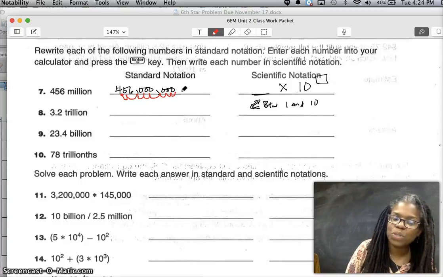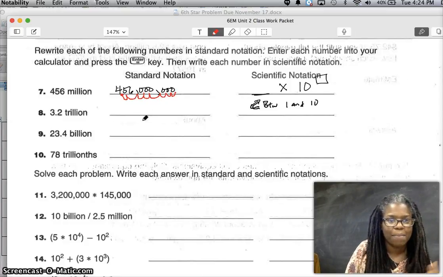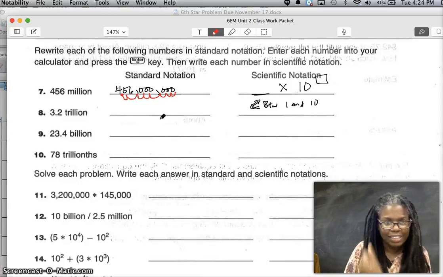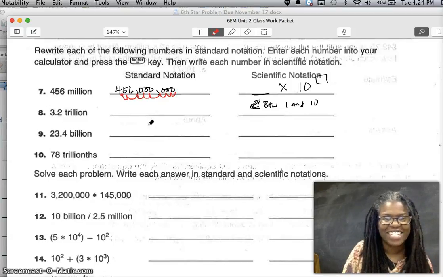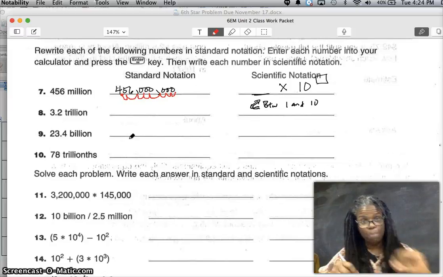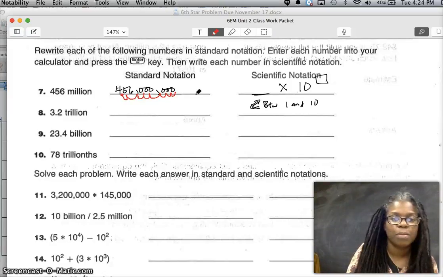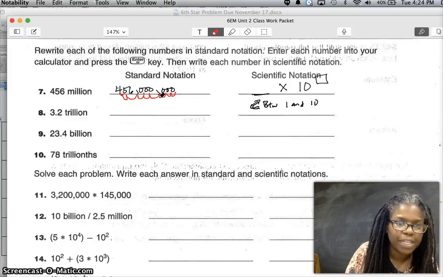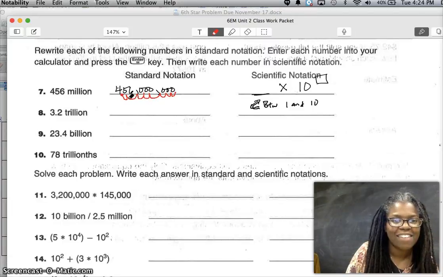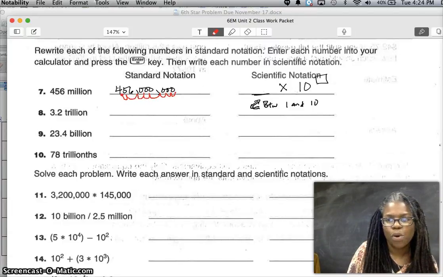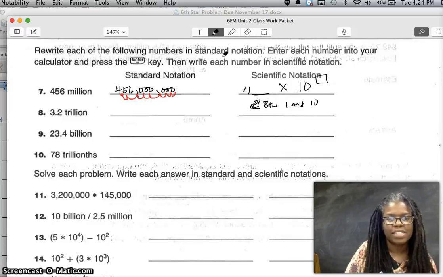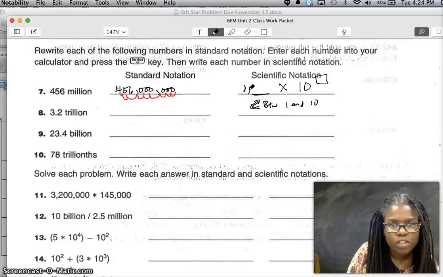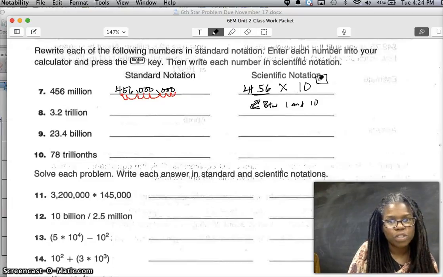But now I have to take into account how many times I pulled that decimal point back. In a sense, I'm dividing by 10, and to reconstitute the number back to what it was, I'd have to multiply by 10 the number of times that I've moved that decimal place over. So I'm going to count that: 1, 2, 3, 4, 5, 6, 7, 8 times. I'm going to hold on to that number in my mind. I'm going to write down my 4.56, and then that number 8 is what's going to go up here.